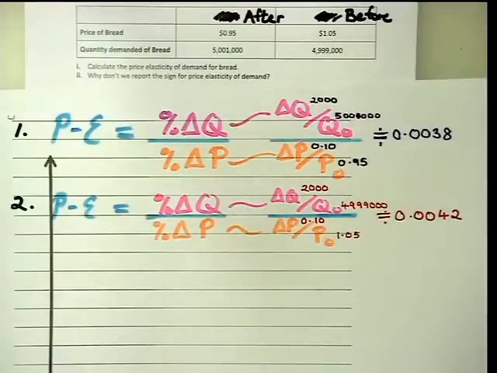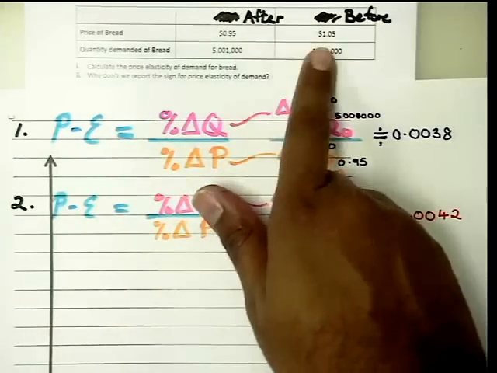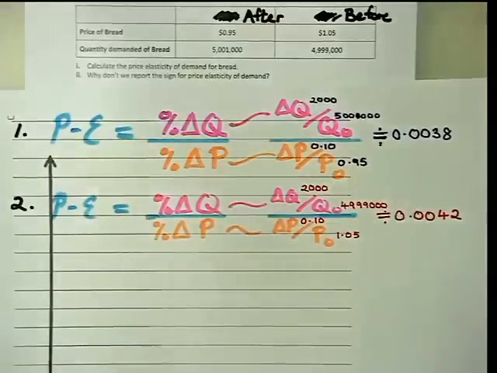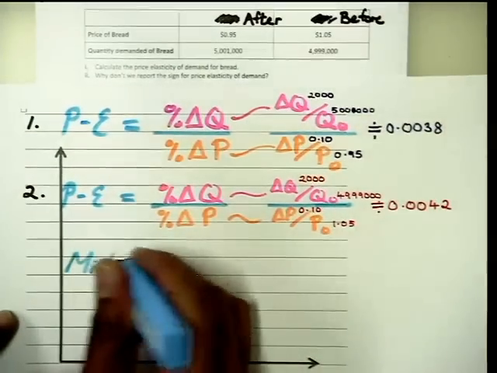So, do we get the same answer for a price increase and a price decrease? Obviously not. Why? Because while the numbers are the same, while the changes are the same, the percentage changes are not. Which is where the midpoint formula comes in.